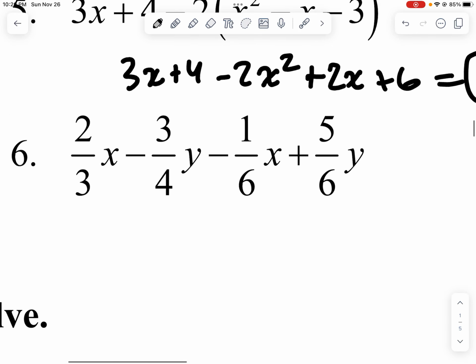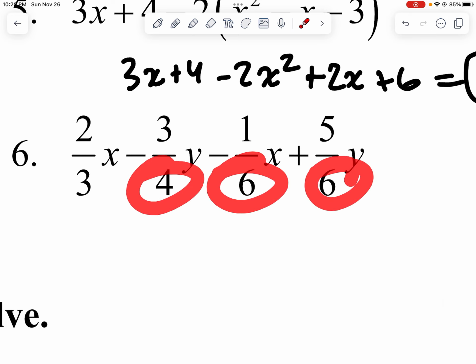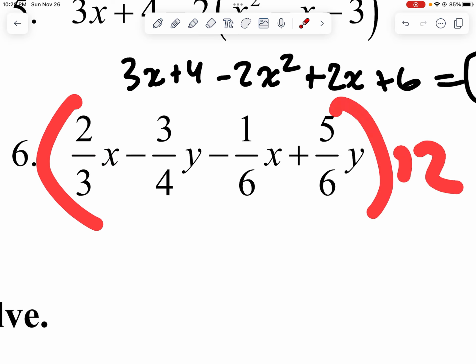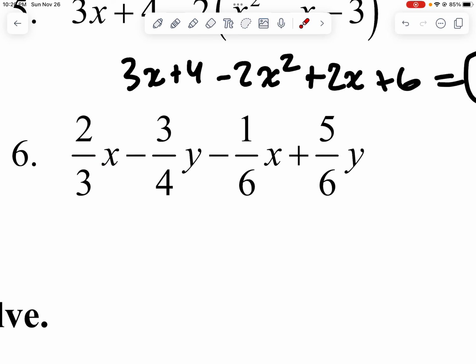This one, let's find a common denominator, right? 6, 6, 3, right? What is that? We can multiply all this by 12, okay?